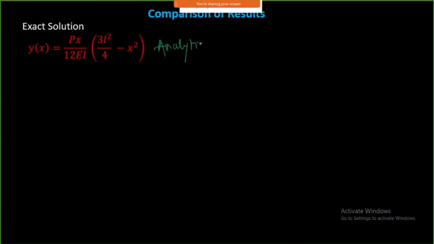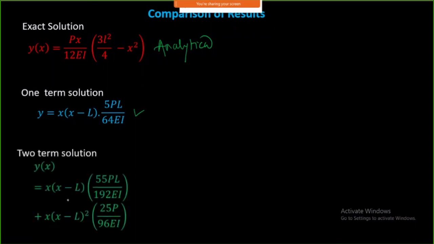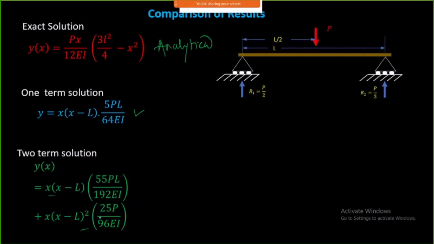We'll now look at the comparison. This is your exact solution, which is typically obtained analytically, also called the analytical solution. Then this is the one term solution. This is my two term solution because I got two terms, this is my first term and this is my second term. We'll now compare them.